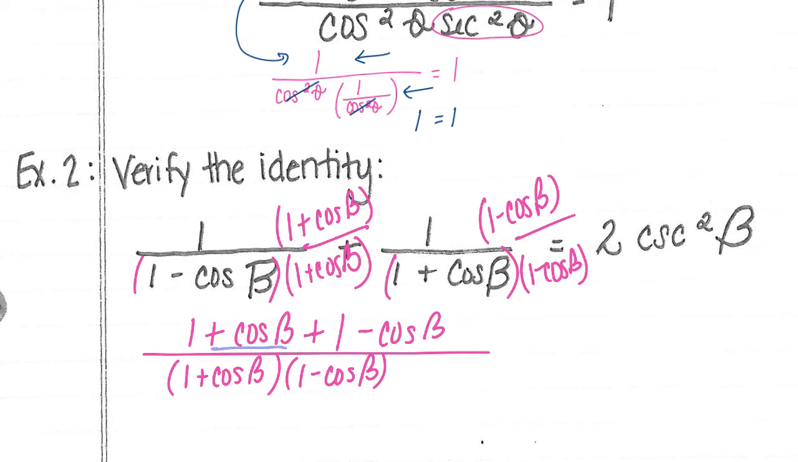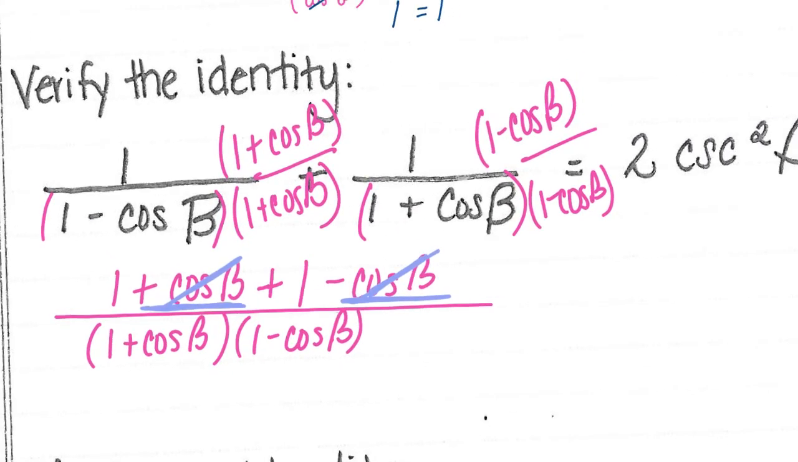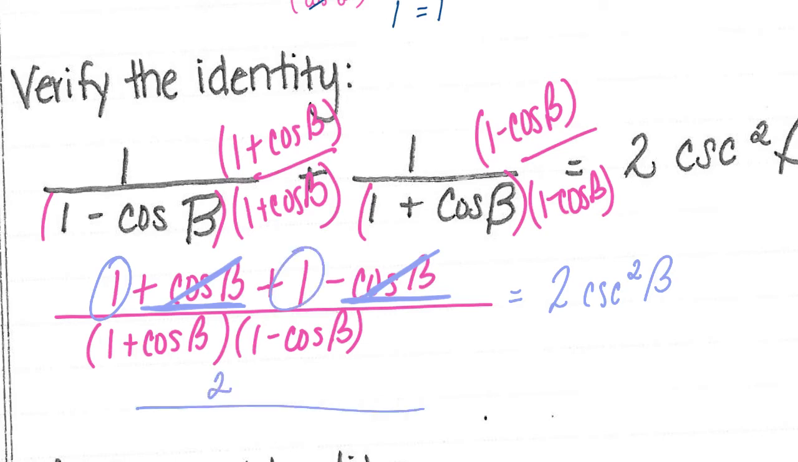Well, on the top, you could probably recognize that a cosine of beta and a negative cosine of beta could cancel out. And that will give us, I should probably rewrite this. I'm trying to make this equal to 2 cosecant squared of beta. Well, this is where I get that 2. 1 plus 1 we do know is 2. And I know 1 minus the cosine squared beta has got to equal something.